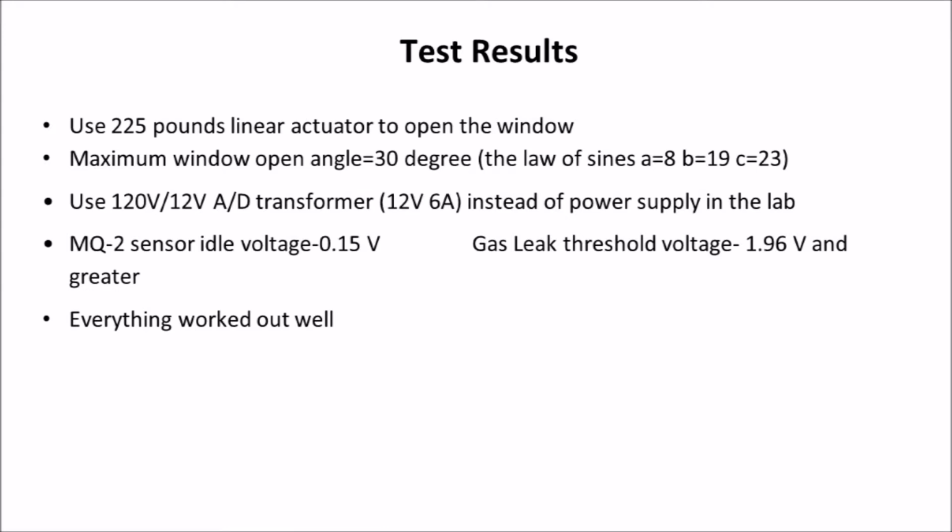We also tested the idle voltage and the threshold voltage on the MQ2 sensor. When the sensor is sitting idle, its voltage reading is about 0.15 volt when there's no gas leak. The threshold voltage is 1.96 volts, so when there's a gas leak, the sensor will read greater than 1.96 volts. Overall, the MQ2 sensor works great when the concentration of leakage gas changes.